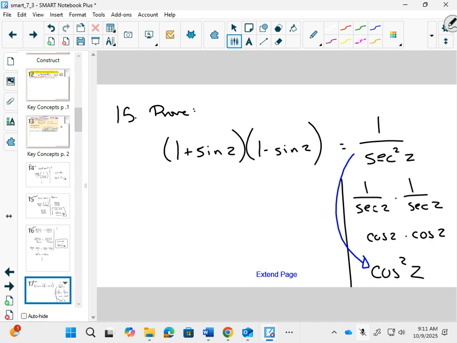On this side, I can multiply things out, right? Maybe you notice it's a difference of squares. Differences of squares are going to come up a ton. If you do 1 plus something, 1 minus something, that's going to be 1 minus the something squared. So I multiply that out, and I get 1 minus sine squared z.